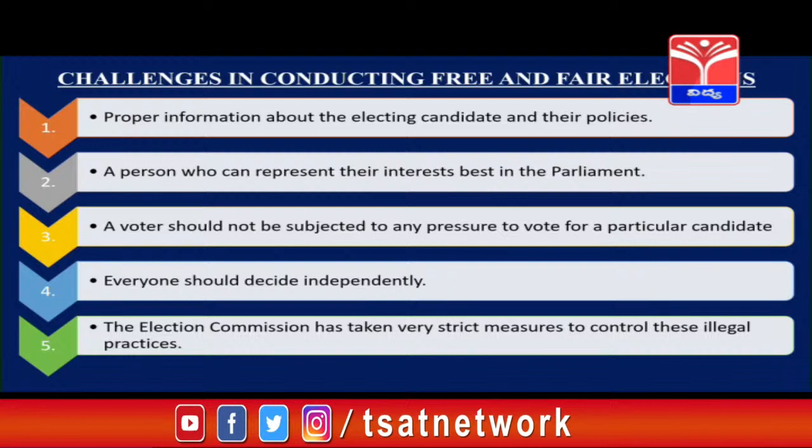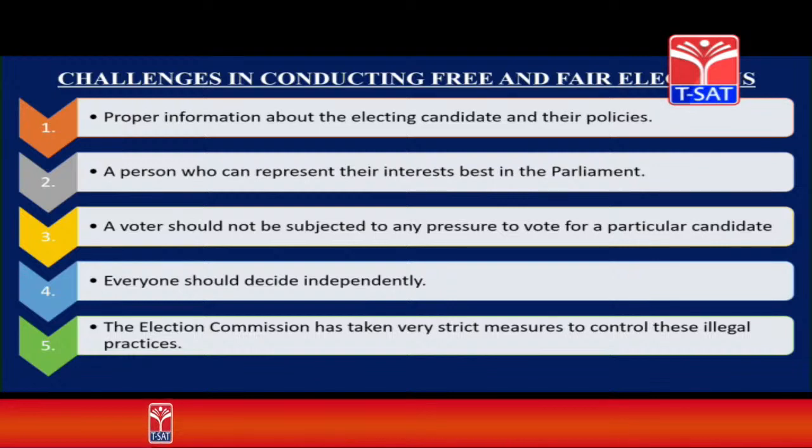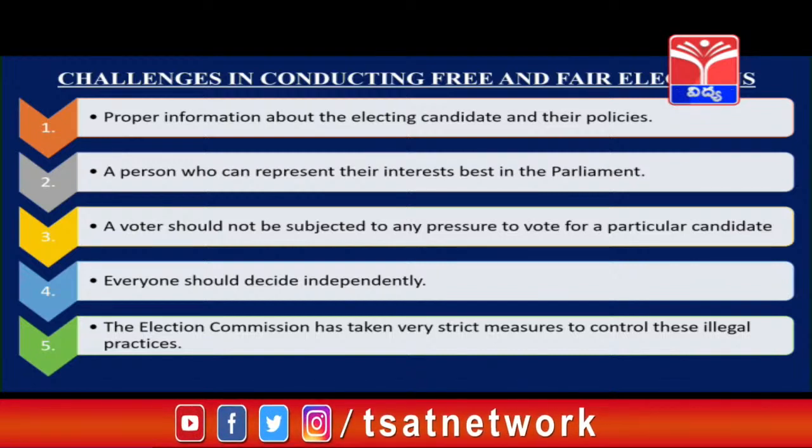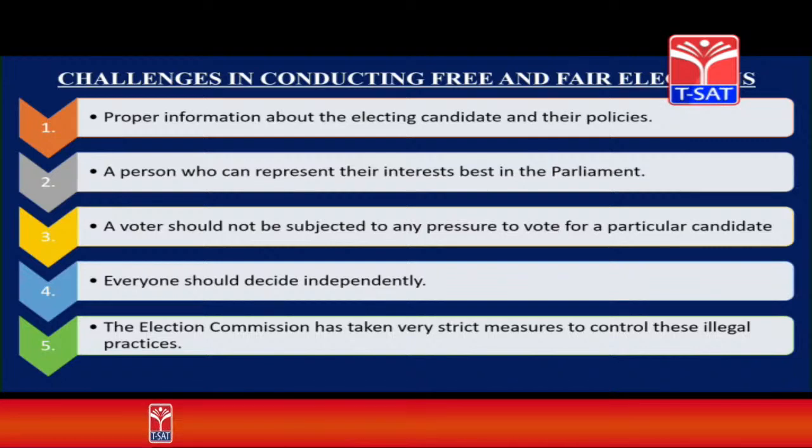The first challenge is getting proper information about the electing candidate and their policies. Yes, the electing candidate, that means the person who wants to get himself elected as a member of the Lok Sabha, has to give all the information about himself, and at the same time he has to give a clear-cut idea of the policies of what he will do once he is elected as a leader. A person who can represent their interest best in the parliament.